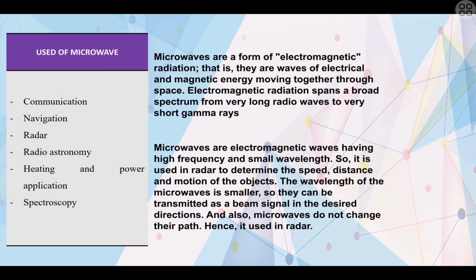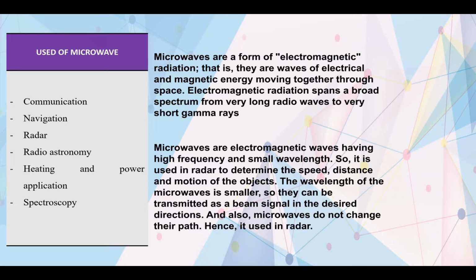Next is microwave. Microwaves are a form of electromagnetic radiation. That is, they are waves of electrical and magnetic energy moving together through space. Electromagnetic radiation spans a broad spectrum from very long radio waves to very short gamma rays. Microwave is used in communication, navigation, radar, radio astronomy, and heating and power applications.